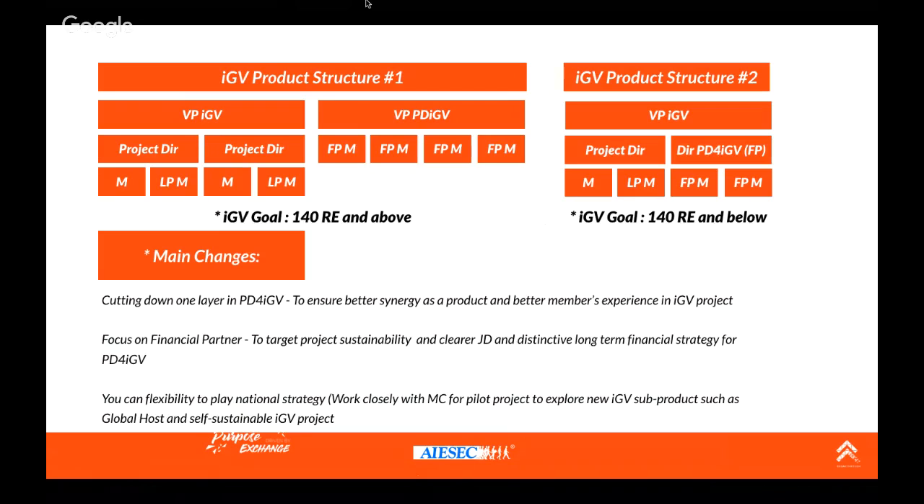So with this kind of structure as well, you can also be flexible to play natural strategy, which is why I'm mentioning the distinctive long-term financial strategy, because you can work closely with the MC to pilot certain projects, because right now your JD is very focused and very financially driven. So there are several pilot projects that you can actually venture into.